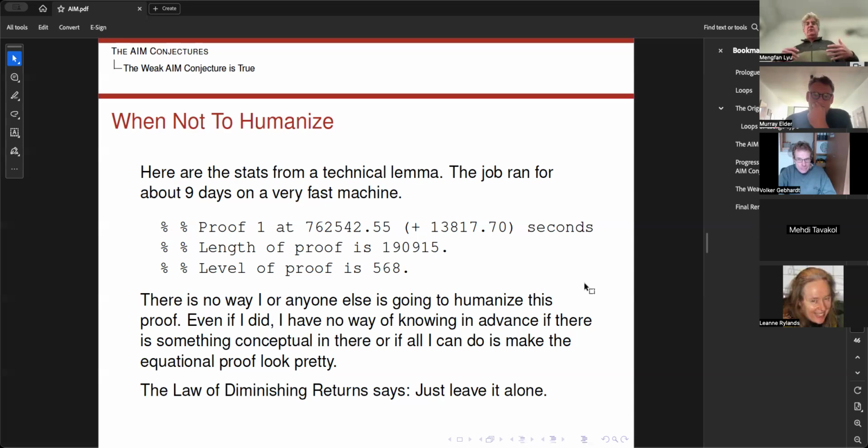Now, yes, there are various techniques that one can use with automated theorem provers to simplify automated proofs, but the scale of the simplification for something that is this large to begin with would be negligible. Maybe reduce it to 150,000. Gee, that's better. So the law of diminishing returns says, just leave this alone because there's not much to be gained. What if I went through years of effort to humanize this proof, which, remind you, is just a technical lemma, and it turned out that there was no conceptual stuff to it at all? It's just an equation bashing proof, and there's not much you can do.